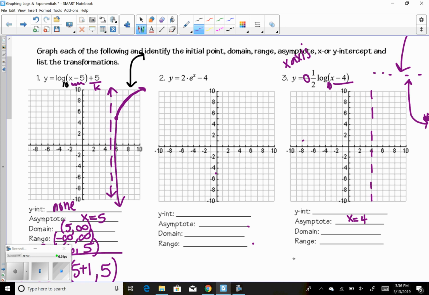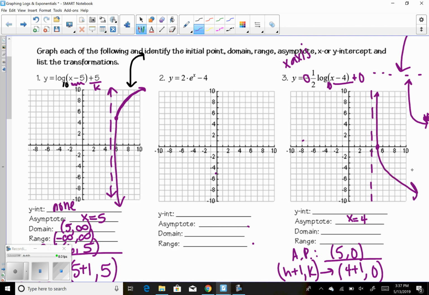My anchor point, again, is h plus 1, k. In this case, h was 4, plus 1, and k, well, there's nothing back there. It's understood 0. So I get 4 plus 1 is 5, 0. So 5, 0 is here. And remember, originally it was growth, but there was the x-axis reflection, so it has to flip over the x-axis to give it this general shape.